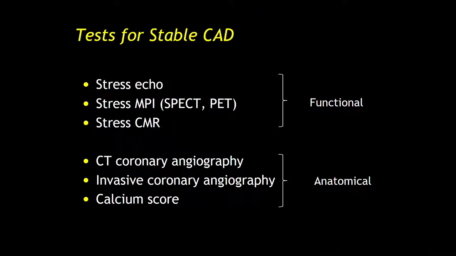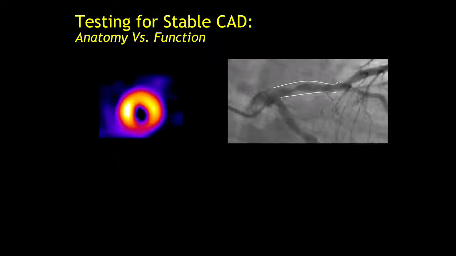So now if you look at the tests for stable CAD that we have at our disposal, you can classify them broadly into functional and anatomical tests, and they're listed here. So what is the major difference between using a functional test versus an anatomical test? And I want to show you two important differences. On the right-hand side, there is an angiogram, an invasive coronary angiogram, showing a very significant obstructive lesion. Now, if this were a CT angiogram, you will get some more anatomical information, very important anatomical information on outward remodeling, spotty calcification, so on and so forth. But the most important information is on luminal obstruction.